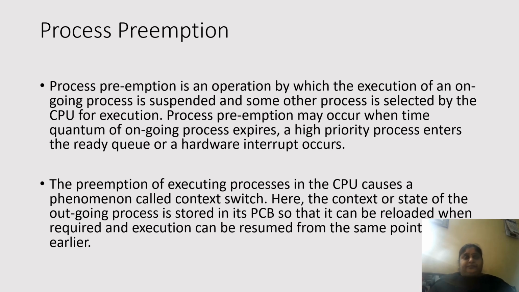So it goes to the waiting state, since the CPU switched from this process to another process. After 2 milliseconds, it will come again to the particular process. The information of the waiting process is stored in the PCB so that it can be reloaded and resumed from whatever stage it was stopped. That information is stored in the process control block. This is the process preemption state.